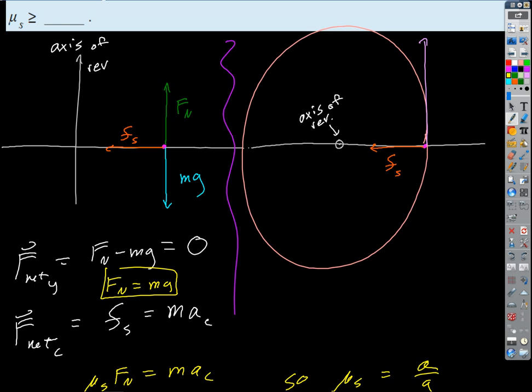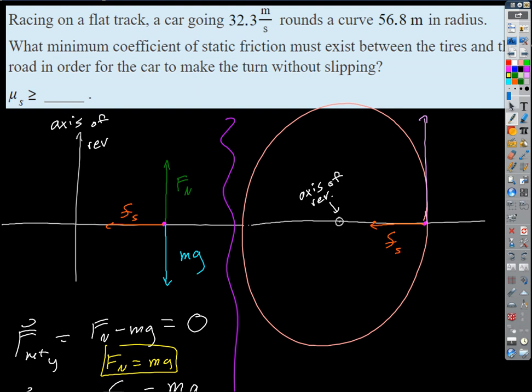Which is, okay, how are we going to find what a is? V squared over r. Yeah, right? It's like the kinematics of the situation in a way, isn't it, right? Because if we're traveling in a circle with a radius of 56.8 going that fast, there is only one centripetal acceleration that's going to cause that, right? Because it's uniform circular motion.